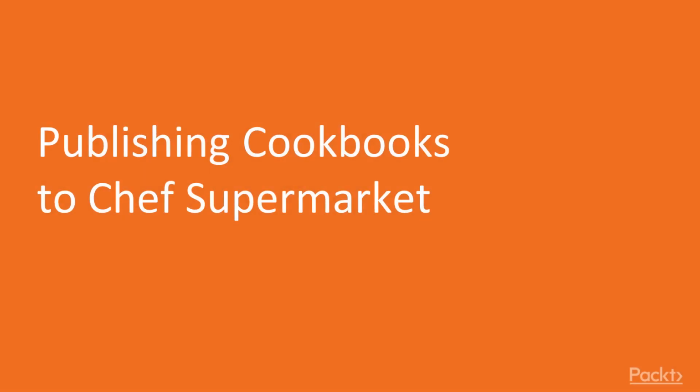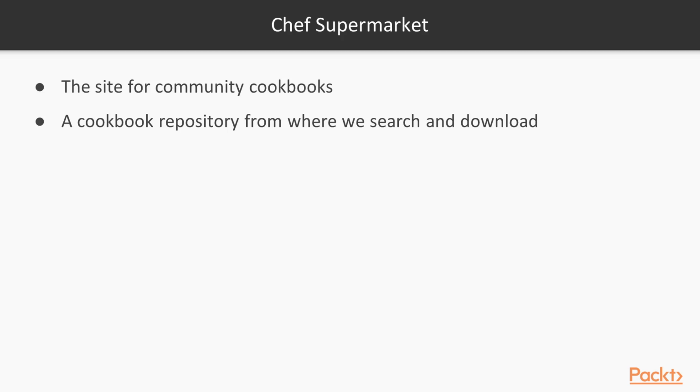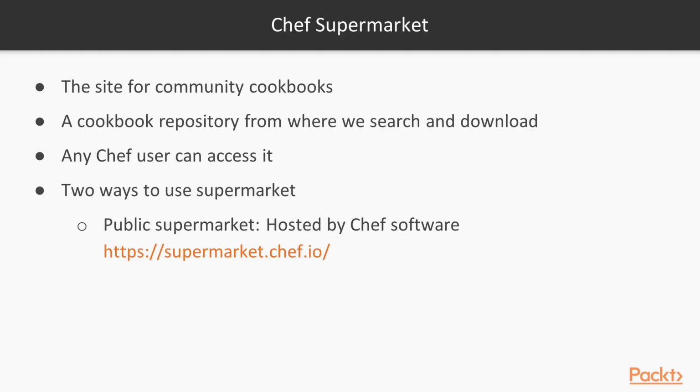In this video, we will learn to publish a cookbook to Chef Supermarket. Chef Supermarket is a community site for cookbooks and recipes. We can share our cookbook with the users of the Chef community. All the Chef users have access to it. Either we can use the public Supermarket hosted by Chef Software, or we can create our own private Supermarket in our internal network.